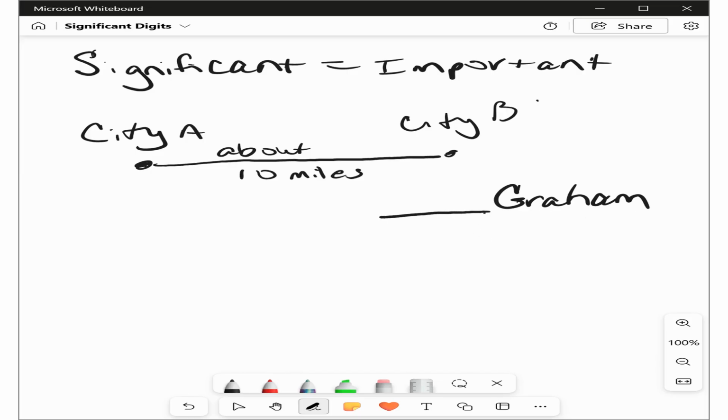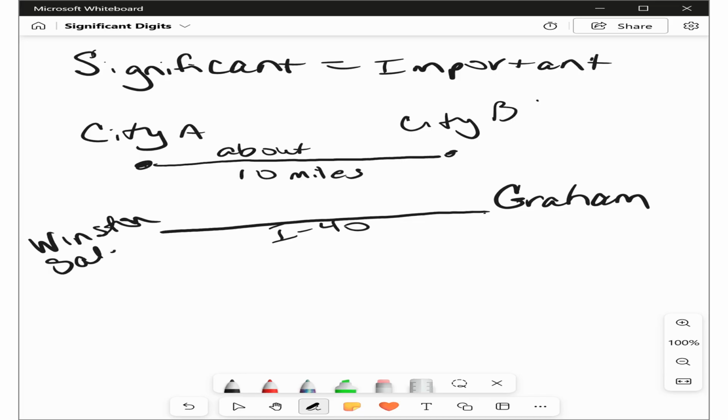Or if somebody says, well, I'm going to leave Graham and I'm going to travel down I-40 to Winston-Salem, and we're going to say that the trip takes about 1 hour. Well, again, that's good enough. We really don't need to know more than that. It's not important that we know more than that.